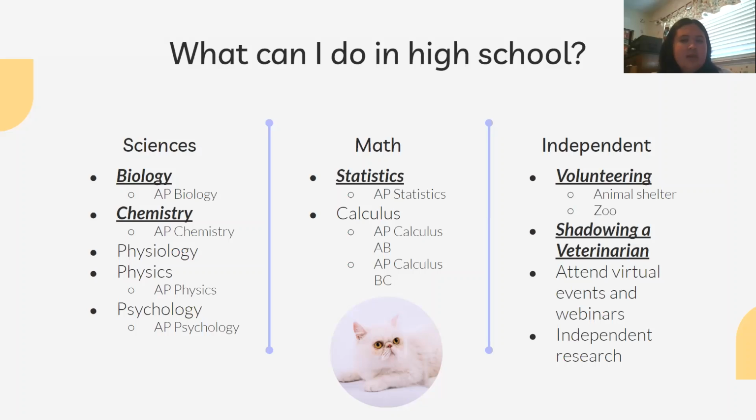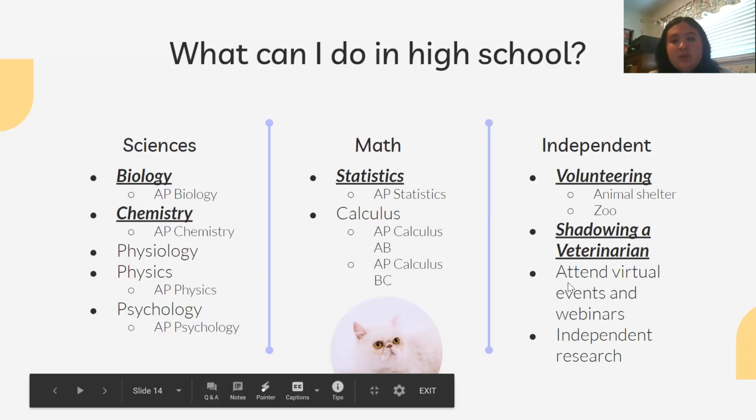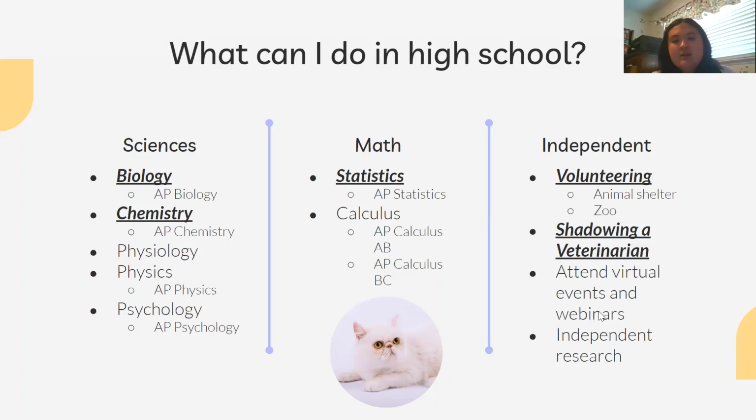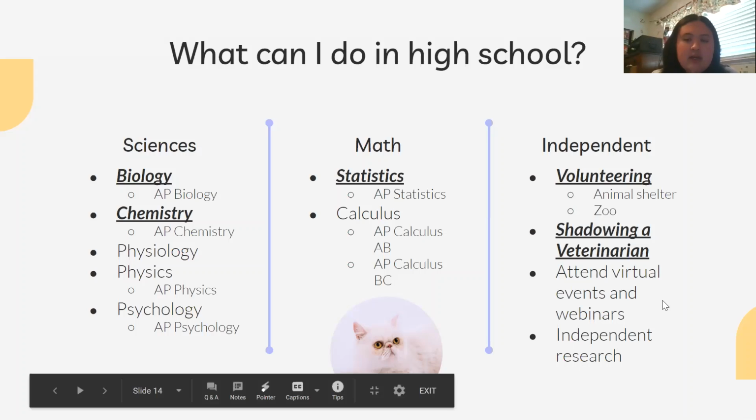For independent work, volunteering at an animal shelter or zoo and shadowing a veterinarian are underlined. Even though you can't really do that right now, those are the most helpful things to do. So definitely after COVID-19, once you get the chance, do some of those things. As of now, you can attend virtual events and webinars and do independent research. Med101 does provide virtual events and webinars to you guys, so you can go to these through us, or, like I said, do independent research and find your own.